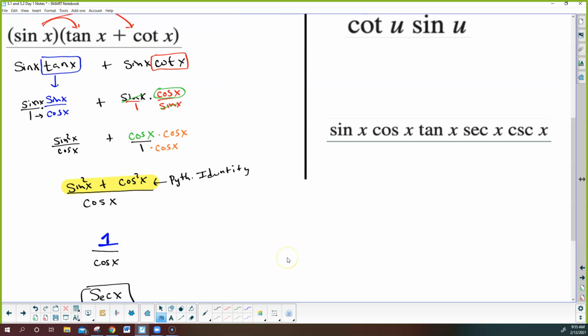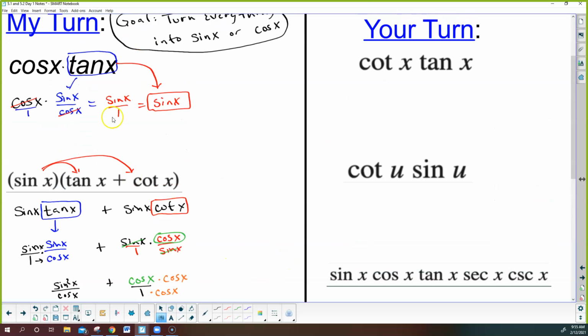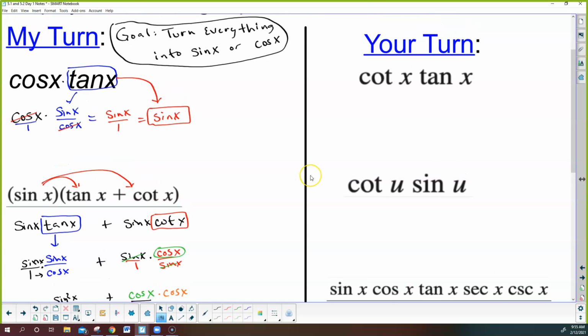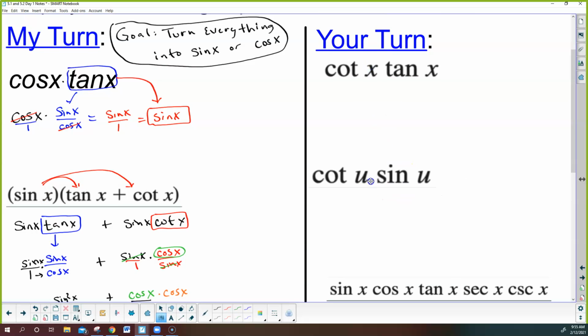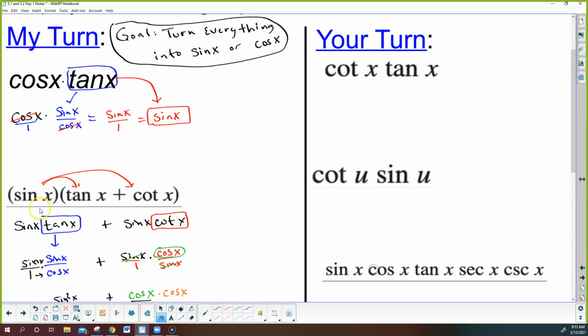All right? So unfortunately, each one is kind of unique in its own right, so it takes a while to become really good at this. I'd like you to try some of these. The last one's a little bit more crazy, but not as crazy as this one, I think. So we've got cotangent times tangent. Remember our goal. Our goal is to turn everything into sine and cosine first.